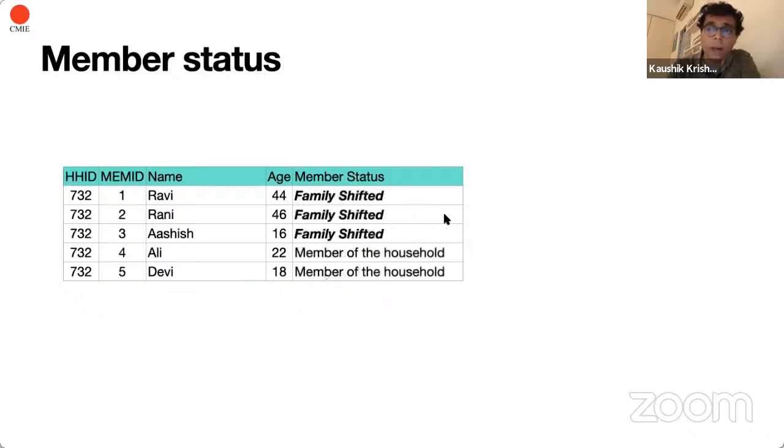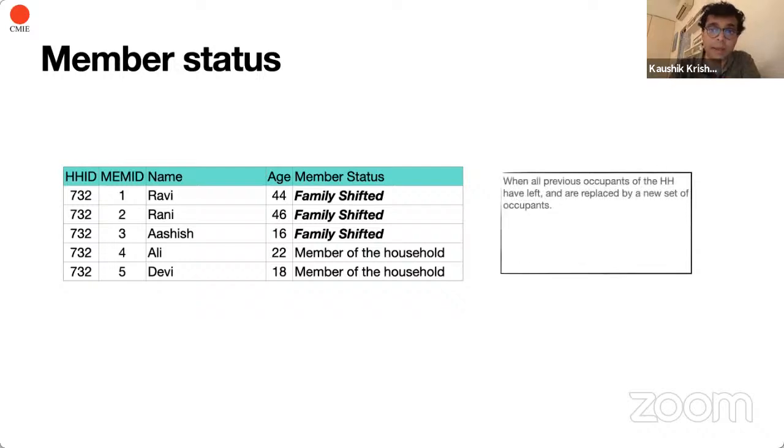There's one last member status which is really critical to understand. That's called family shifted. And this is something that will never happen to just 1 or 2 members of a household. It'll happen to everybody. So this status is marked to members when all previous occupants of the household have left and they're replaced by a brand new set of occupants.